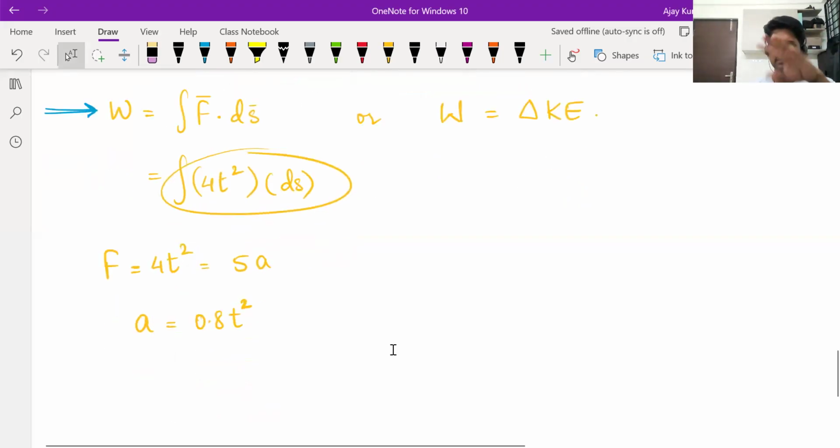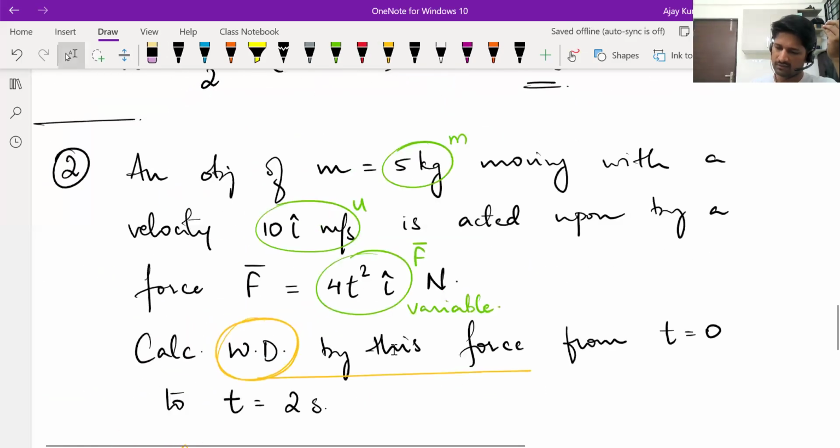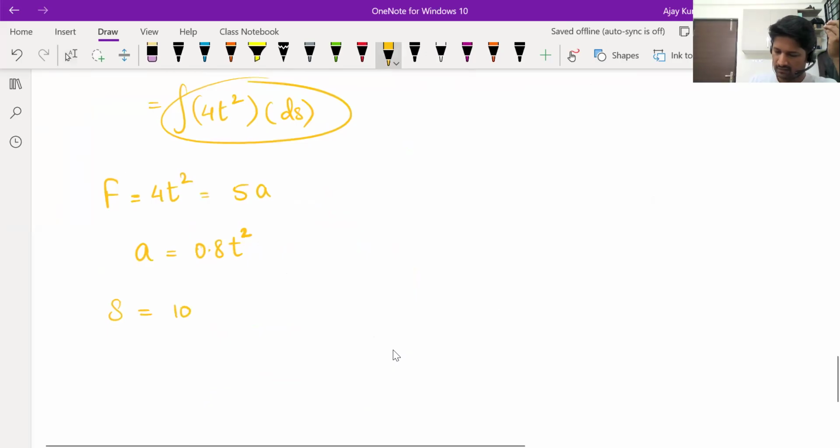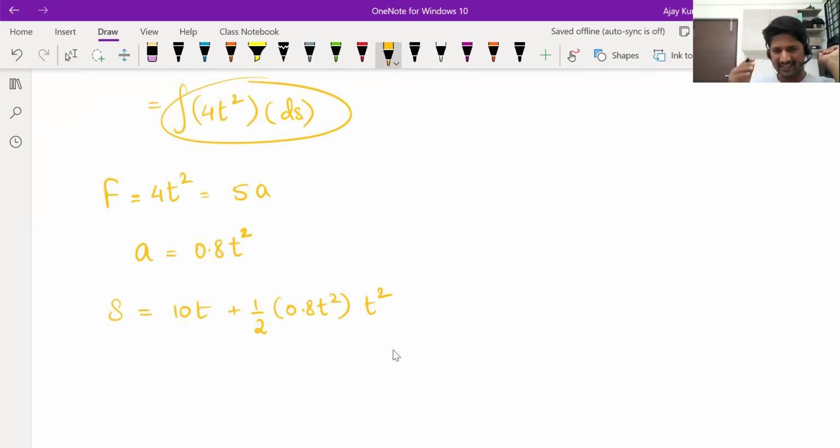You want to use this acceleration in S is equal to ut plus half a t square. Yeah, sir. How? Tell me the exact equation that you will write. S is equal to ut plus half a t square. What will you put in place of a? 0.8 into t square. How can you put variable acceleration in this equation? That is what I'm asking. A itself is 0.8 t square. Another t square also you will have.